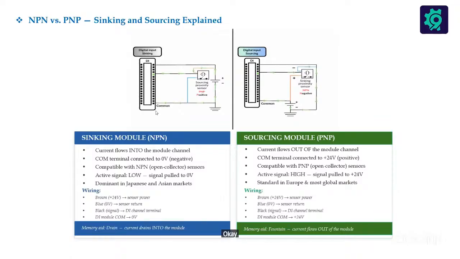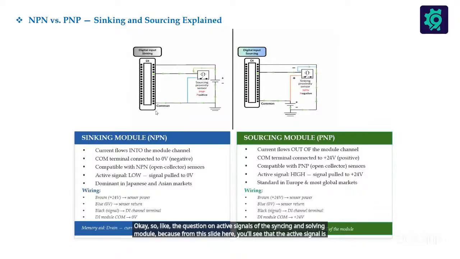Okay, so I need clarification on the active signals of the sinking and sourcing module. Because from the slide here, you'll see that the active signal for sinking is low. That's when the signal is put to 0 volts. While for sourcing, the active signal is high when the signal is put to 24 volts. Does it mean that for the sinking digital input, when it sees a signal of 0 volts, that represents a binary value of one, which is true?